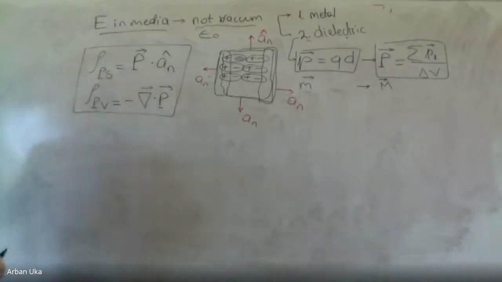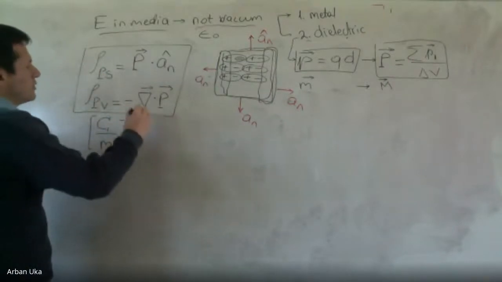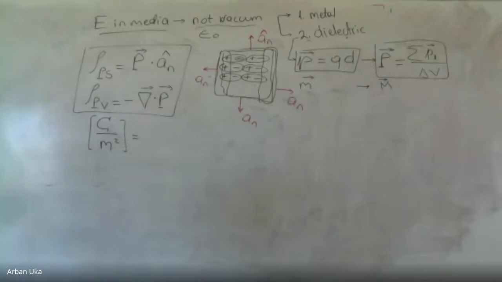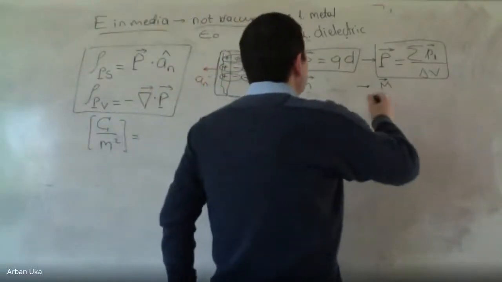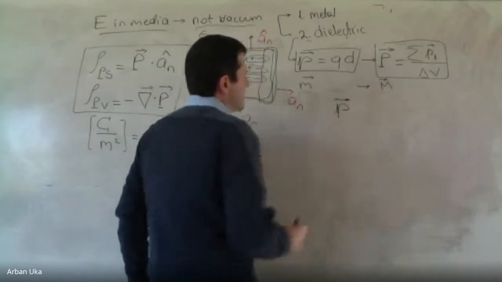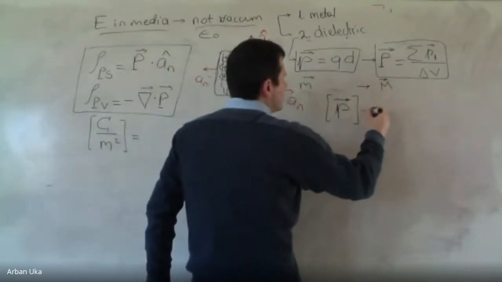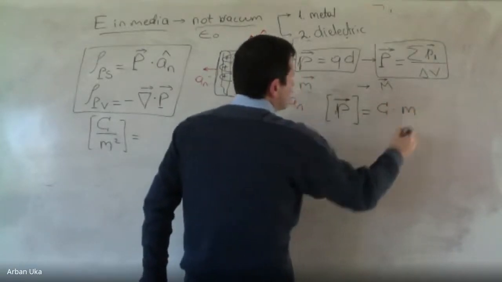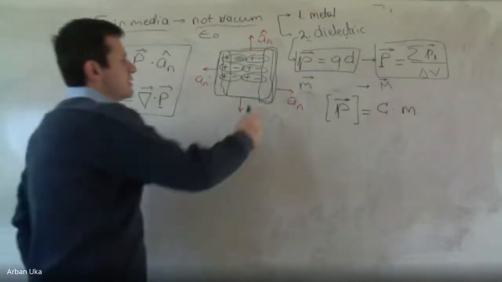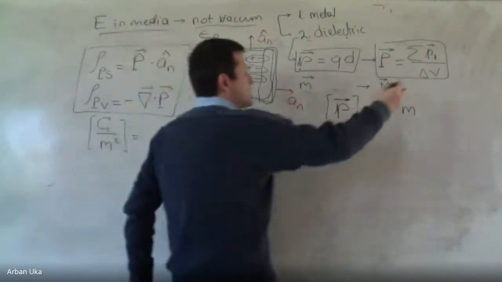So the charge density on the surface because of the polarization on the surface area, this would be Coulomb per meter square. And this is equal to the unit of the polarization. And the polarization itself, it has unit of... So let's have a look. This little p, what is the unit of the dipole moment? It is qd. The unit of this one is equal to Coulomb times meter, simply by looking at the expression, q times distance. And then the polarization is q times distance divided by meter cubed, because this is per unit volume.